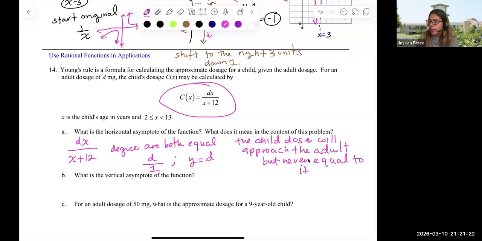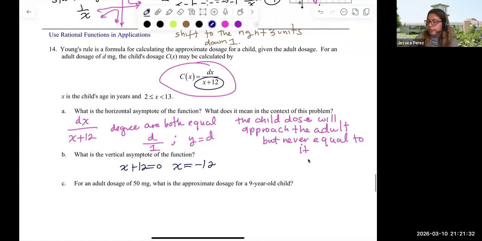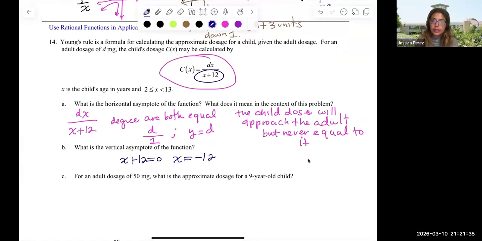Okay. What is the vertical asymptote of the function? Well, on the denominator, x plus 12, set it equal to 0. X equals -12. That would be the vertical asymptote.